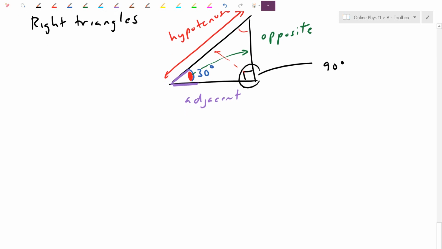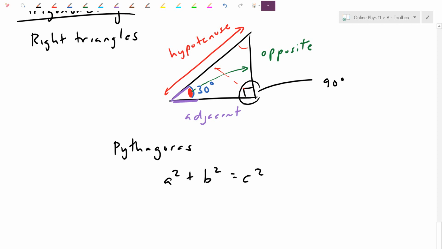There's a couple formulas we can deal with for a right triangle. First type of formula here is called Pythagoras, or Pythagorean theorem. Pythagoras essentially says here, a squared plus b squared is equal to c squared. The only thing you need to note in this formula is that the a and the b are the legs of the triangle, the shorter sides. C has to be the hypotenuse, C has to be the longest side.